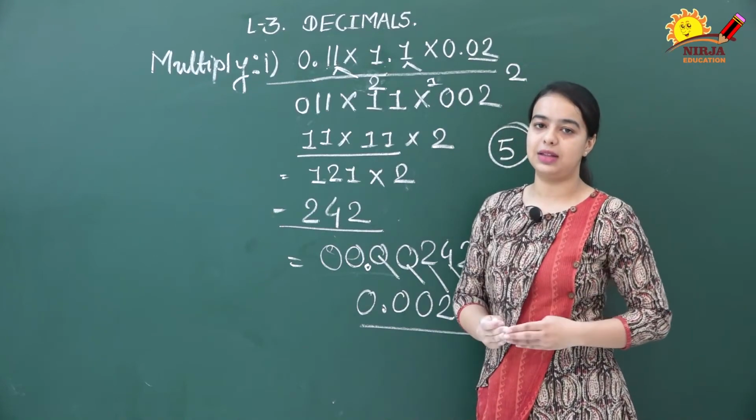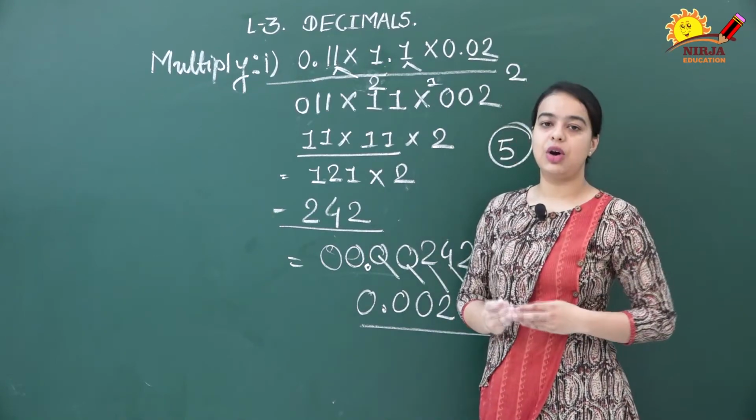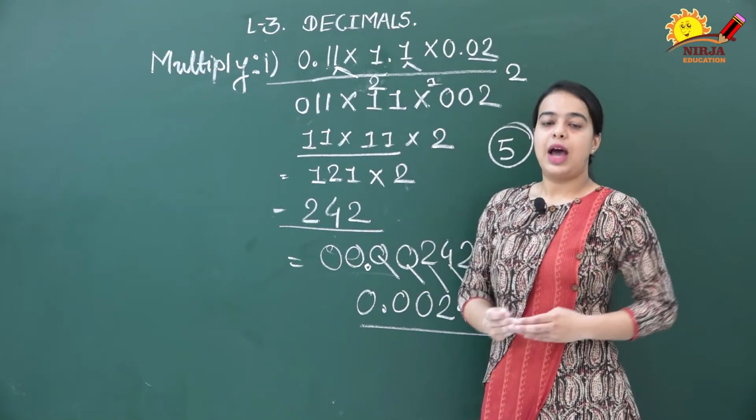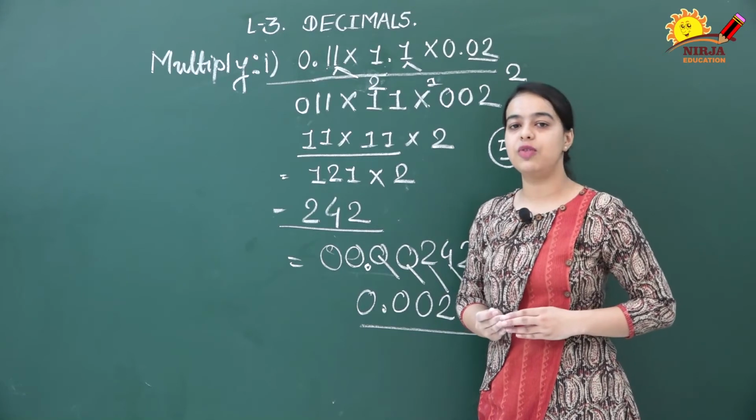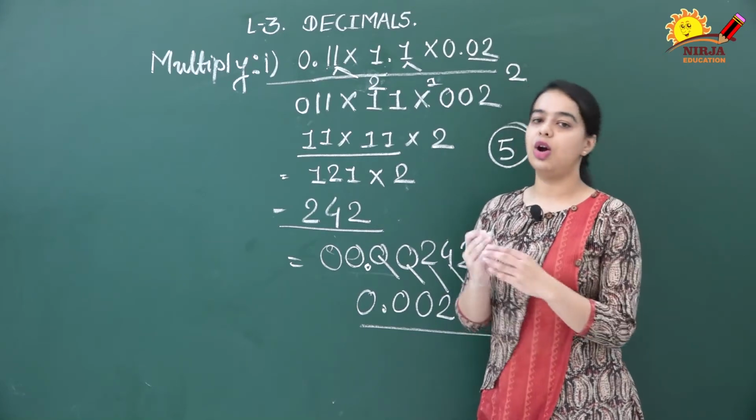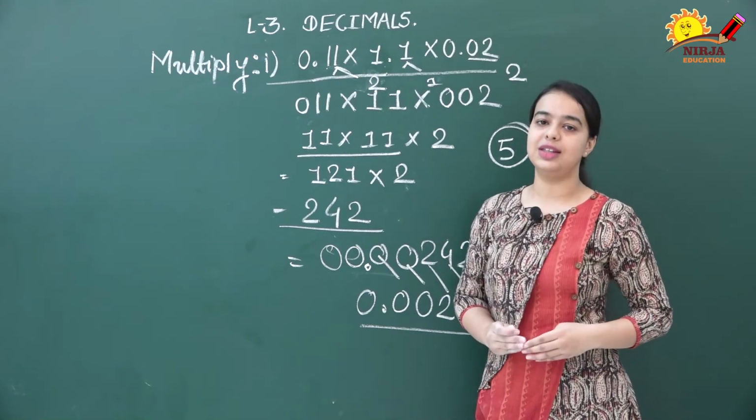So if we multiply 2 numbers or more than 2 numbers, we are going to follow the same method for the multiplication of decimals. I hope you all now have a clear idea about multiplication of decimals. You all have understood all the concepts which I taught in this session.